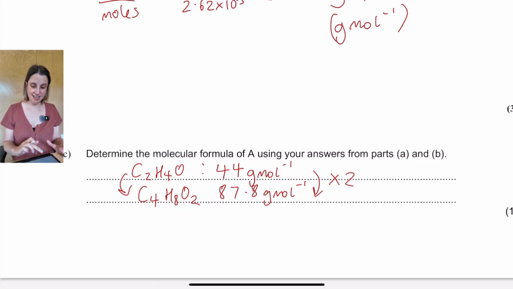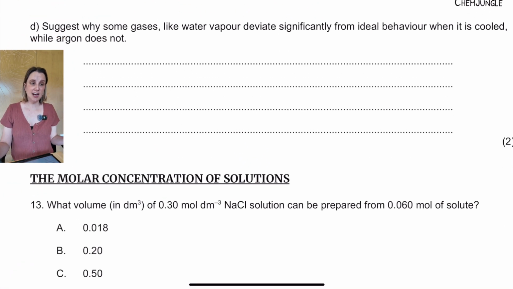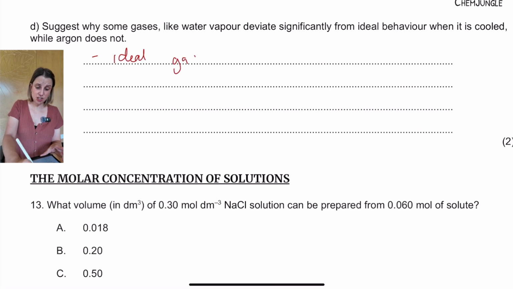So it turns out there is a last little question attached to the end of this, which is suggest why some gases like water vapor deviate significantly from ideal behavior when they are cooled down. So things we should know about ideal behavior in gases is that the ideal gas law assumes that there are no intermolecular forces.